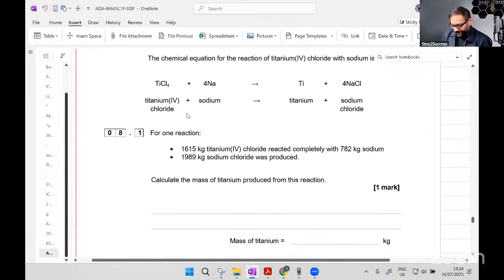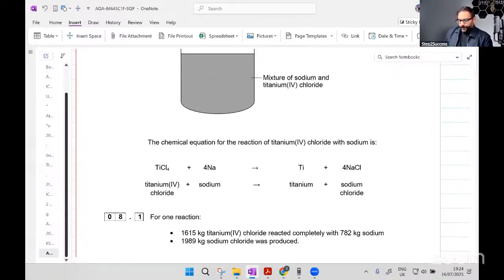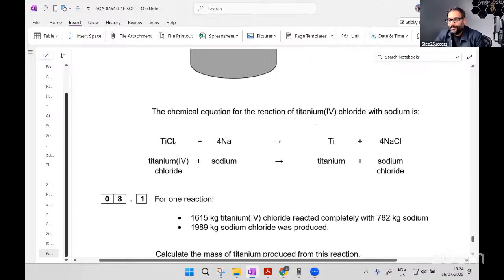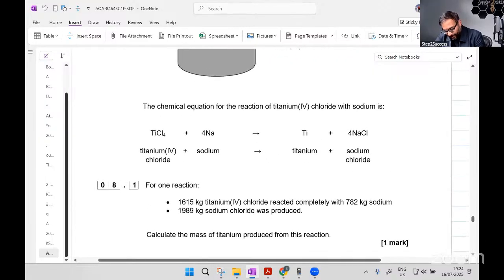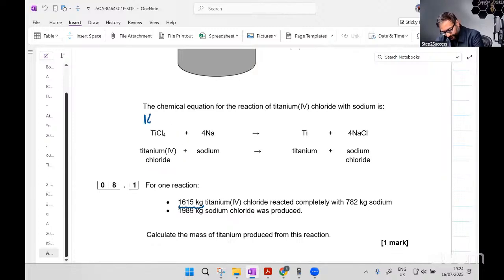Then we've got this lovely question. This is an equation for a reaction of titanium chloride with sodium. I mean, this is a really easy question. You shouldn't really be asking this, but I'll tell you the answer. For one reaction, 1,615 kilograms of this stuff reacted with 782 kilograms of sodium to make 1,989 of sodium chloride. Calculate the mass of titanium produced.